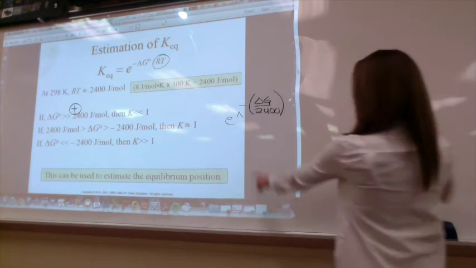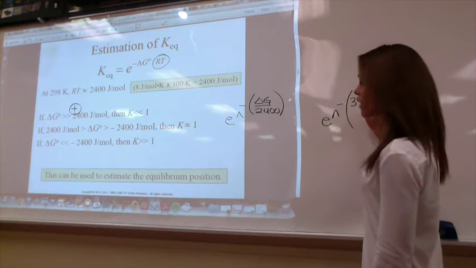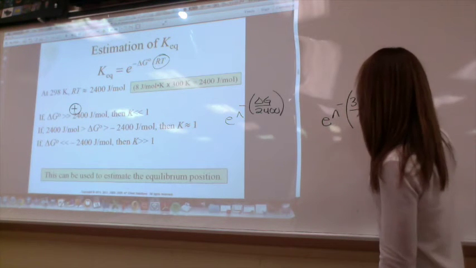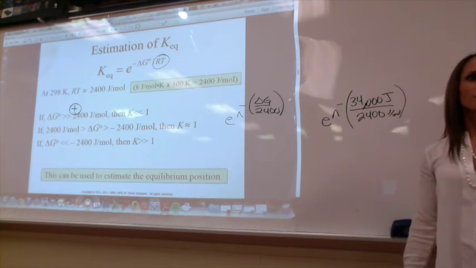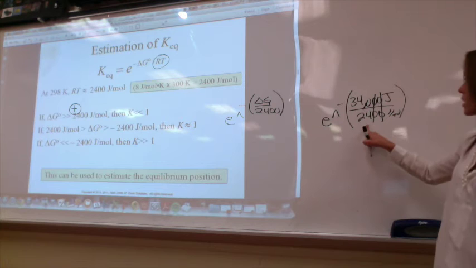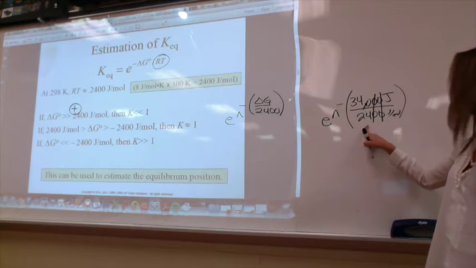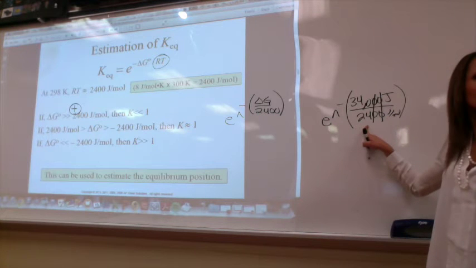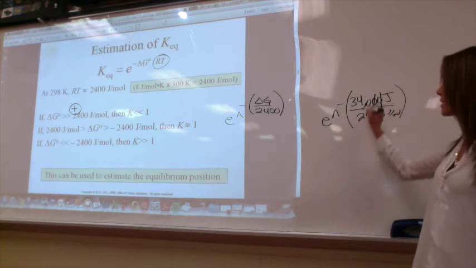34 kilojoules, I take that number and I'm going to plug that in. So I have e raised to the negative, and now I'm going to plug in 34,000 joules. You said 34 kilojoules? So 34,000 joules over 2,400 joules per mole. So just look at what your answer is going to be. 24 into roughly 340. So let's say 25 into 350. What's that? About 10, right? All right, so let's say that's roughly 10.